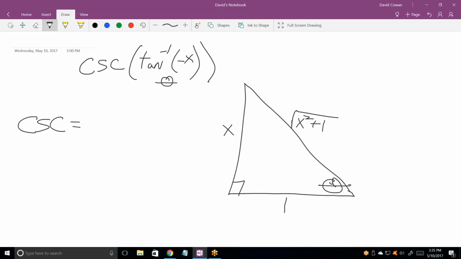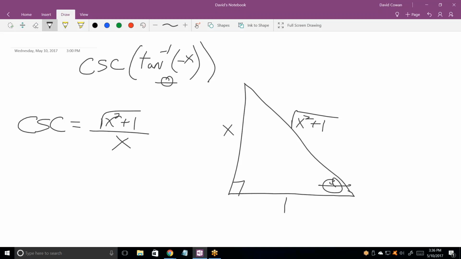Opposite over hypotenuse. So it's the square root of x squared plus 1 over x. Correct. Now, we need to put a plus or minus sign on this. And that is completely dependent on which quadrant it's in and what this function is in that quadrant.